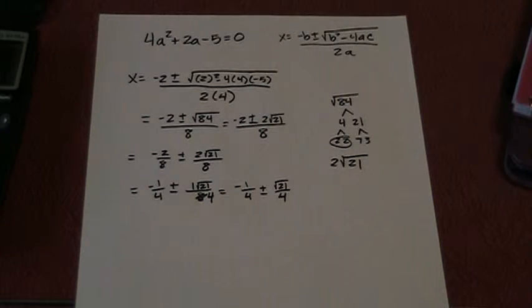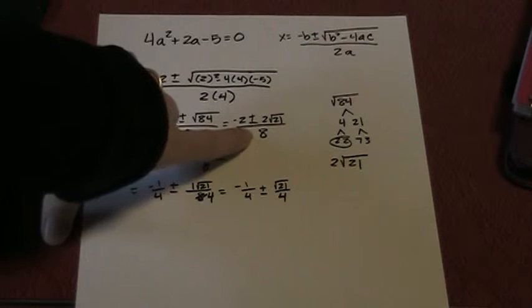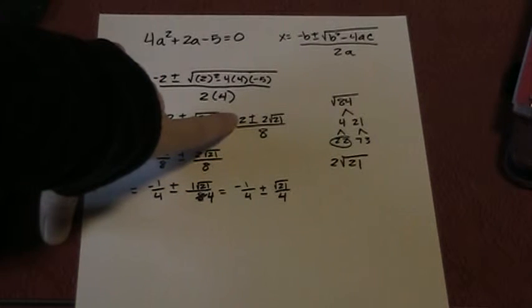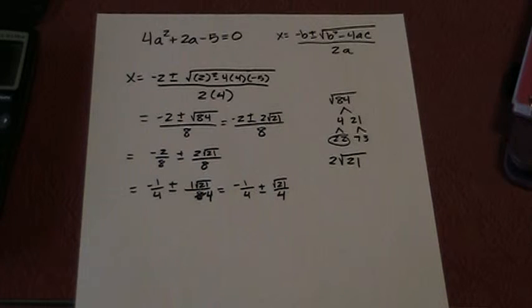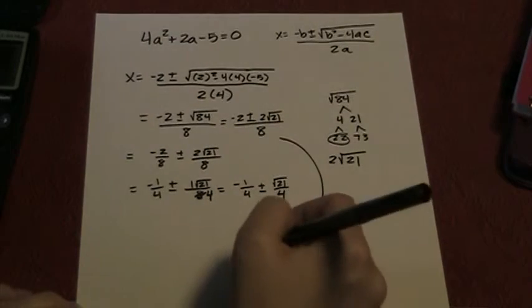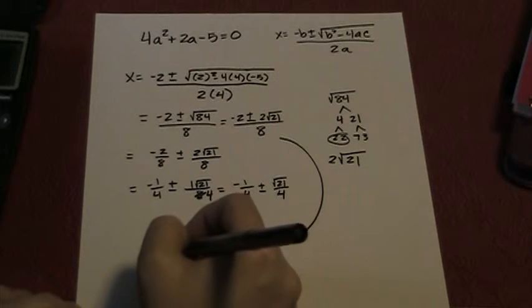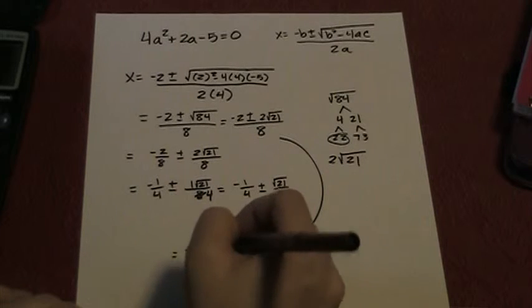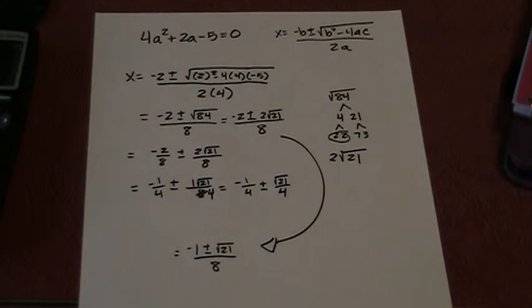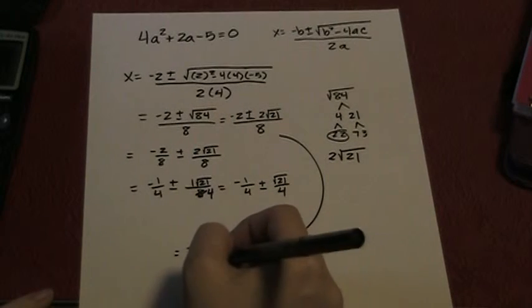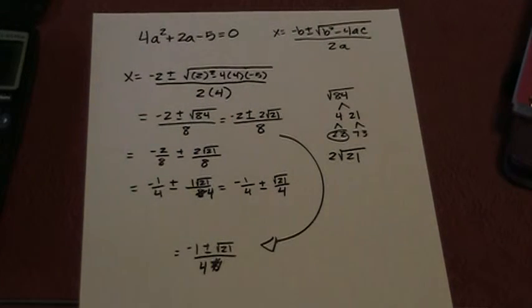Now the other option would have been to just leave it in this form and recognize there's a 2 there, a 2 there, and an 8 on the bottom. And all of those numbers are divisible by 2. So I could have just divided a 2 out of each of those and kept it as one quotient. So -1 plus or minus the square root of 21 over 4. Either answer is acceptable.